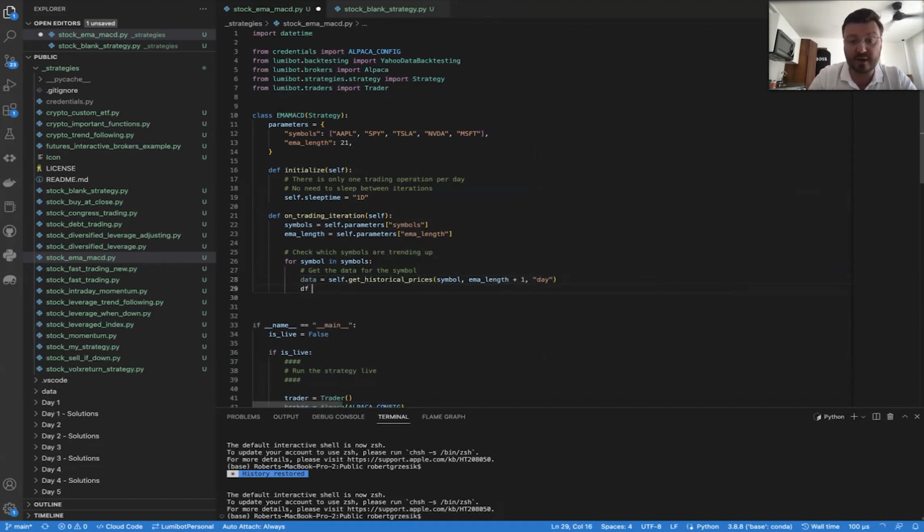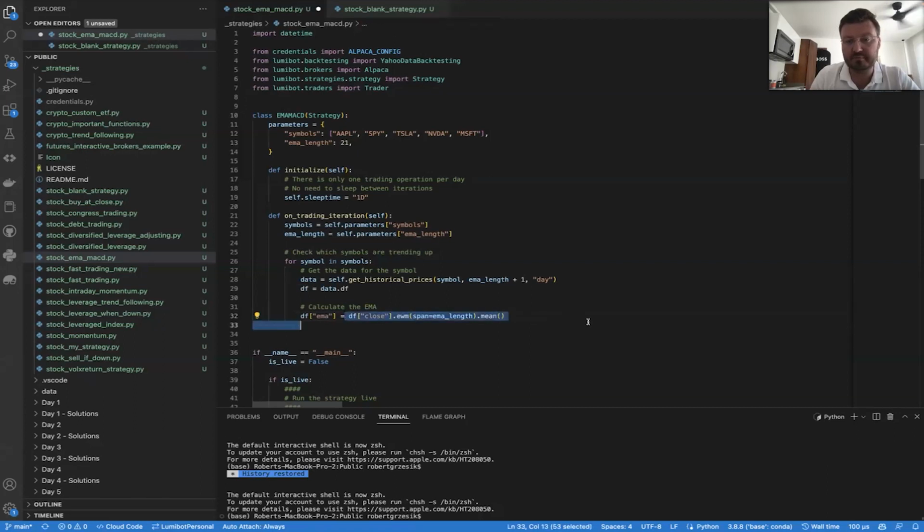Now I need to get my data frame from my data, right? Because remember, data is a data object, right? And then we need to get our data frame from that, right? So there we go. So now we have our data frame, we can calculate our EMA, right? So calculate the EMA, and we'll kind of just let ChatGPT do this. There we go. Very easy. Figured that out automatically for us.